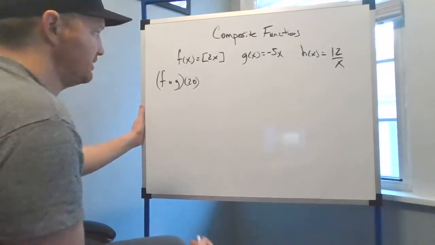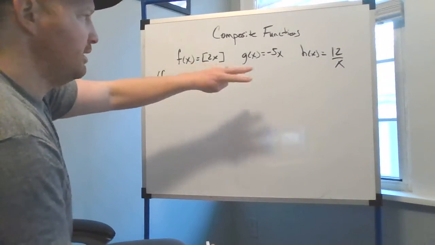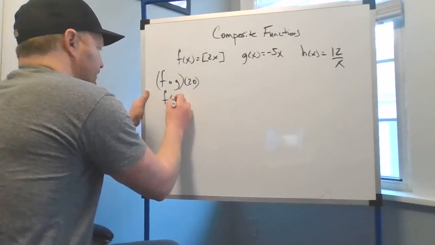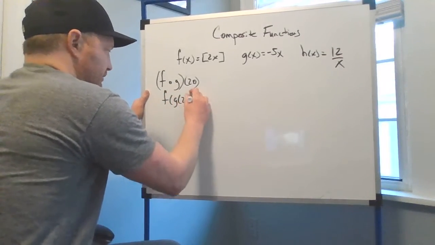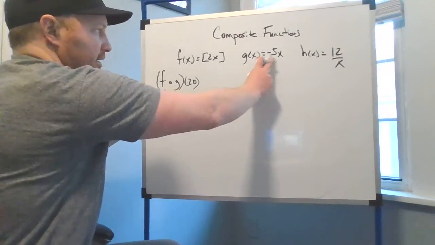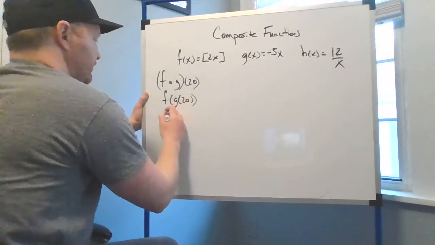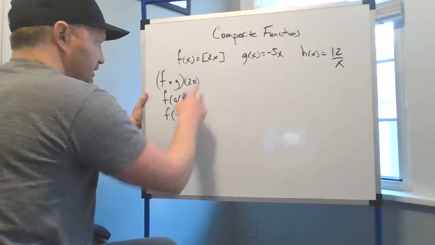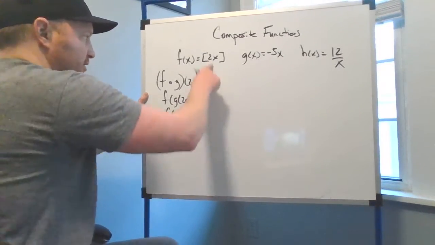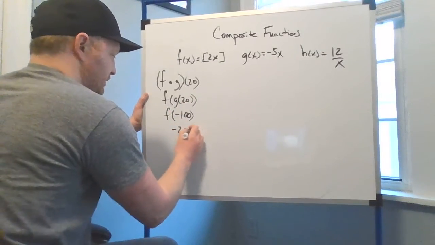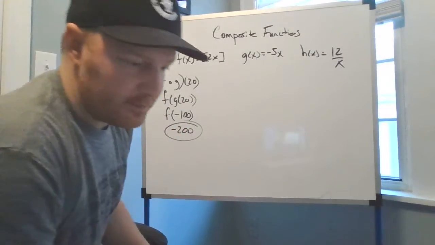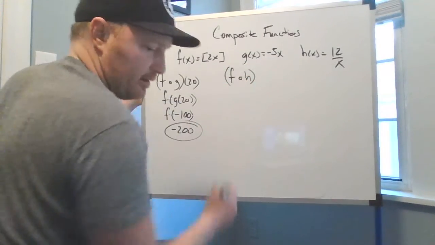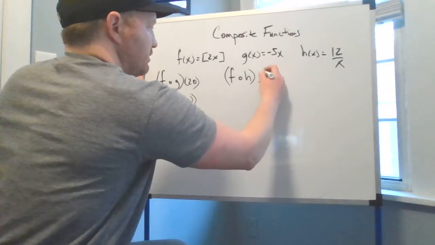So don't let these brackets confuse you. Anything here, follow the rules. Remember, this is the same as f of g of 20. Put this in place over here. Negative 5 times 20 is negative 100. So now I'm working with the input of negative 100 in place of this expression. I just put this in place of x, and I get my final answer of negative 200. Easy peasy.